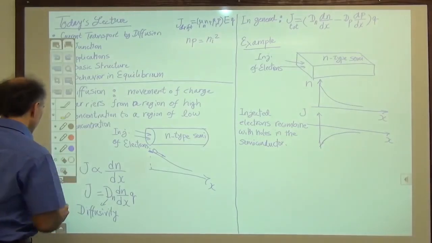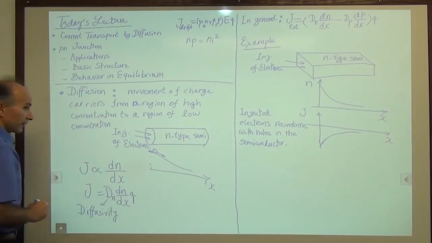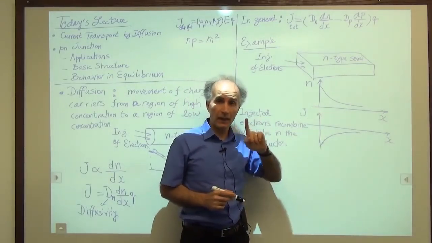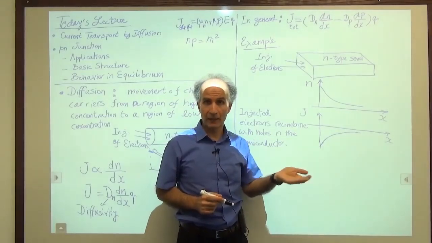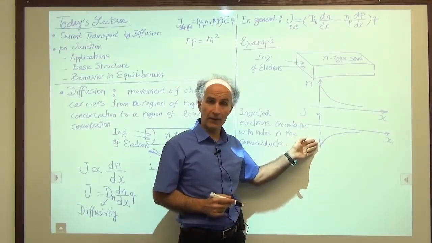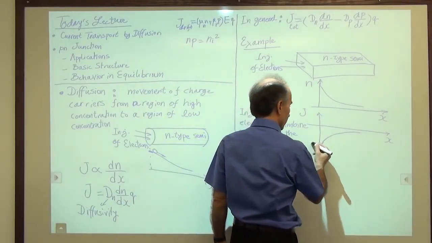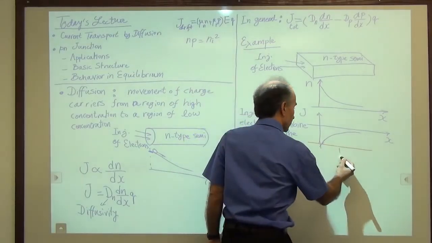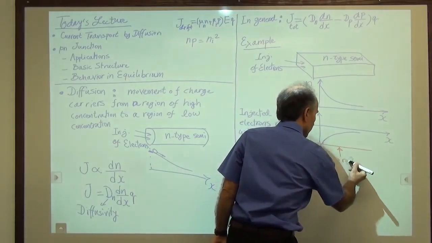So for that, I will change the color of my pen to red, and this is what we observe. If we work backwards, if we know that there is no recombination because we don't have that many holes in the semiconductor, then the current carried by electrons has to be constant. It cannot go like this. So the current has to be something like this. So this is the case of no recombination.